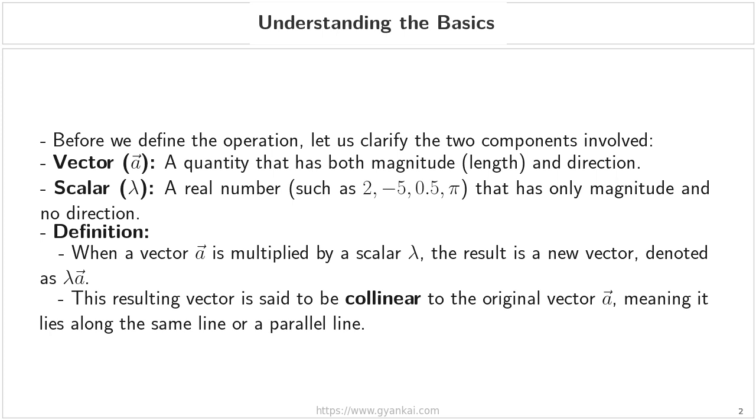One very important property to note here is that this new resulting vector is considered collinear to our original vector, A. In simpler terms, this means the new vector will always lie along the same straight line as the original, or perhaps along a parallel line, but it will never deviate from that linear path. As we move to the next slide, we will explore exactly how that scalar value can change the direction of this line.